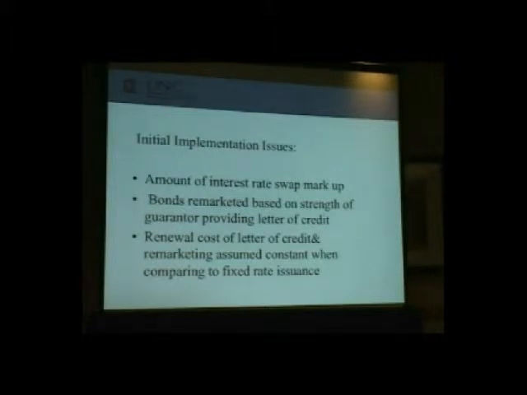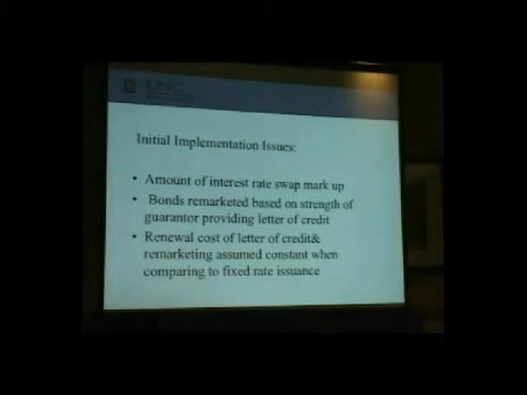Now the bonds are remarketed based upon the strength of the guarantor providing the letter of credit. And of course, that strength can change over time. So if you're an issuer, you are basically betting on that guarantor. You are counting upon them, because if they can't perform, now you've got a problem. If you had issued a traditional fixed rate issuance, you wouldn't have to bet on the strength of the guarantor. If you had issued a traditional floating rate, you would not have to bet on the strength of the guarantor.